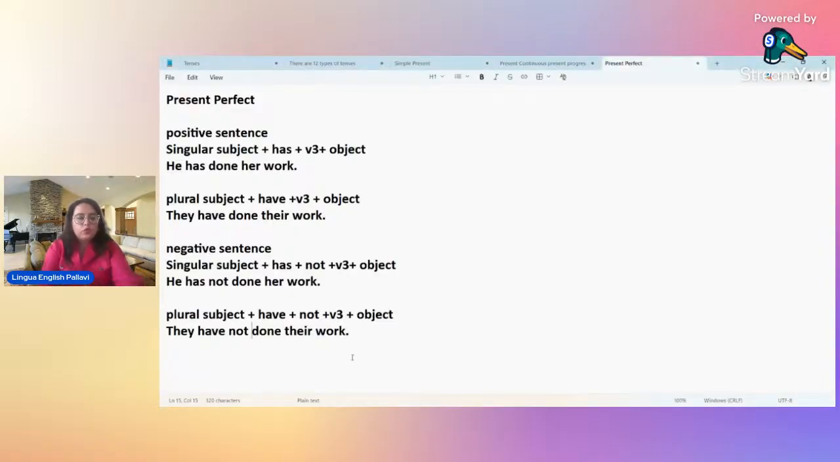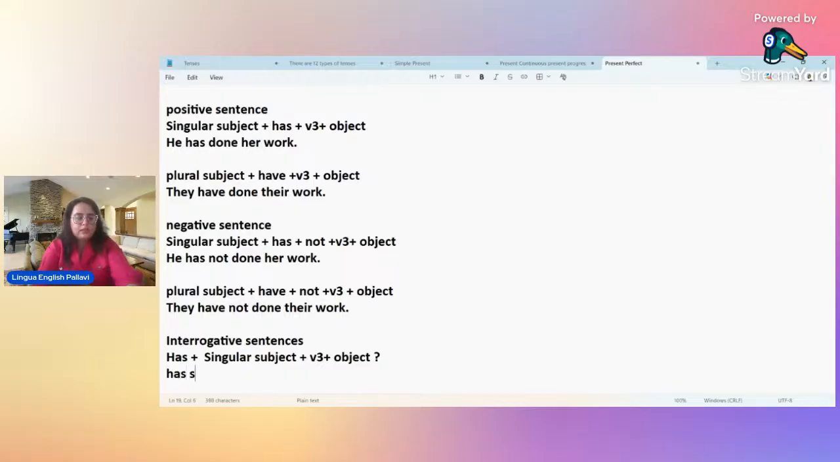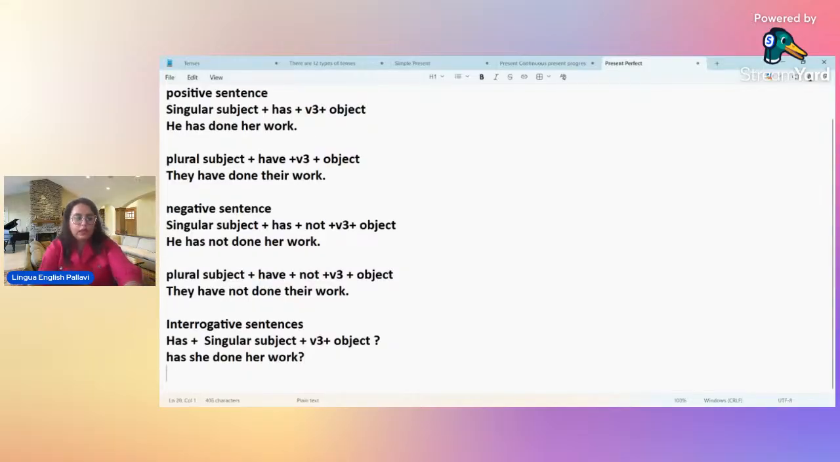Okay, now let us move towards the interrogative sentence rules for present perfect. You can either write it down or take a screenshot and practice sentences with them. You will never struggle with tenses. So here, the helping verb will come in the beginning. Has plus singular subject plus V3 plus object, and the question mark will come. So, has she done her work? Here I'm going to ask, has she done her work?